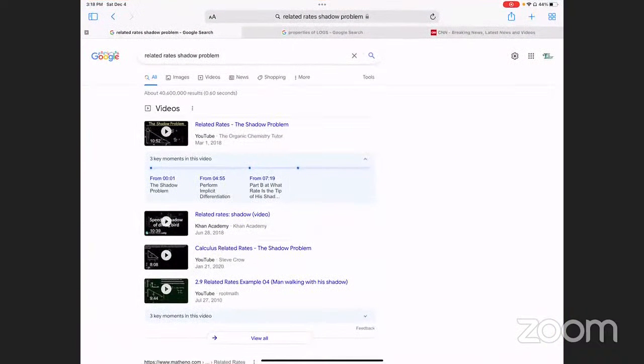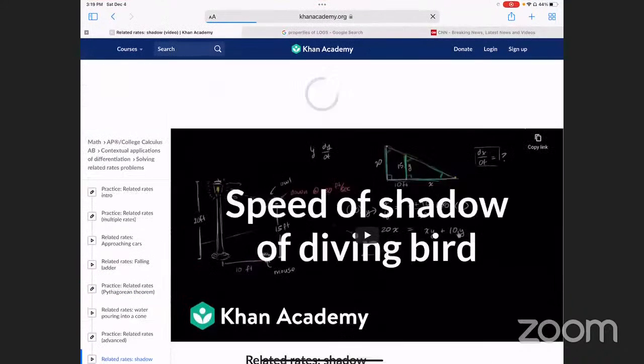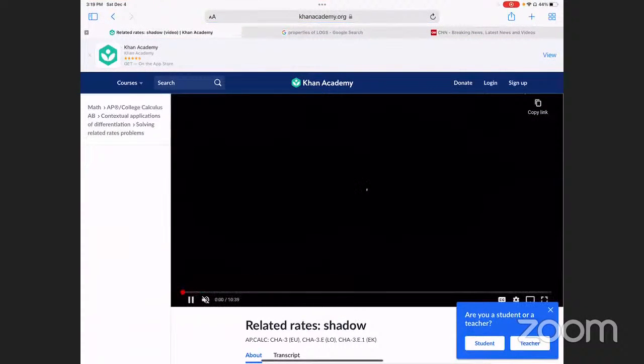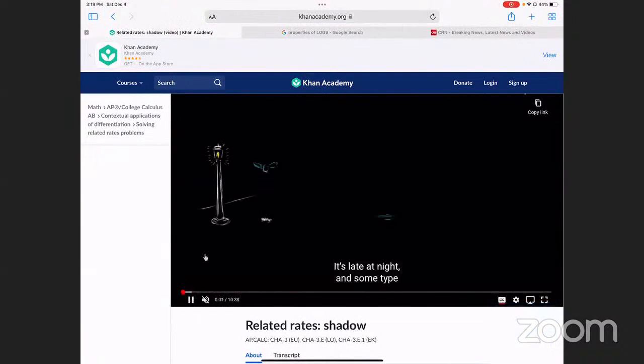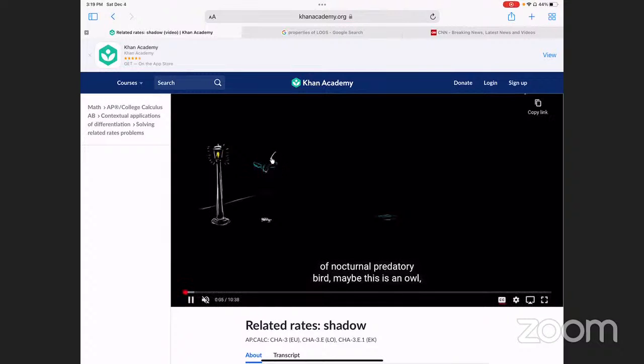All right, related rate shadow problem. Here we go. Let's see if we have a different one. Khan Academy definitely does it right all the time, and he explains it sometimes a little bit more thoroughly. So let's find out. Sorry, I'm not helping out yet, Khan. You're already a millionaire. Okay, can't hear it.